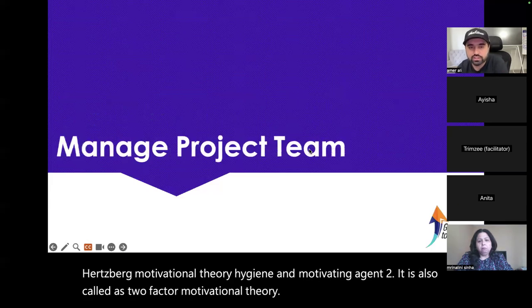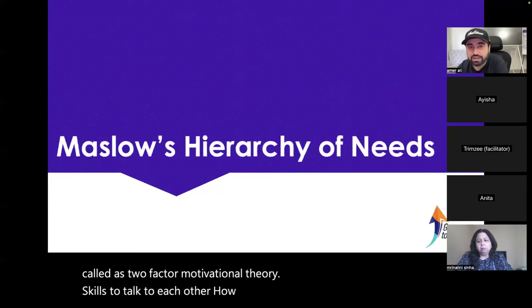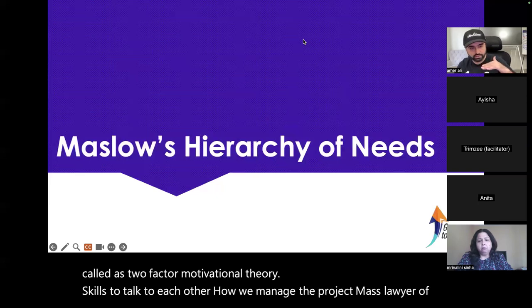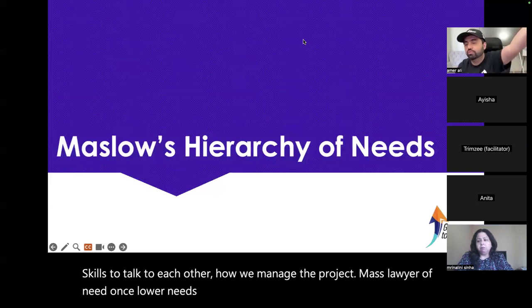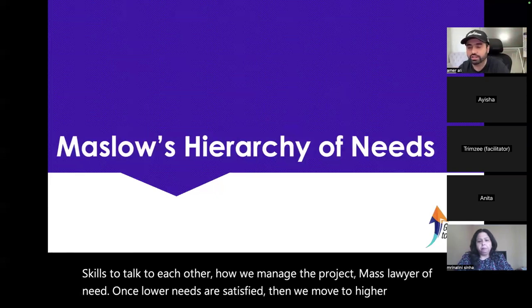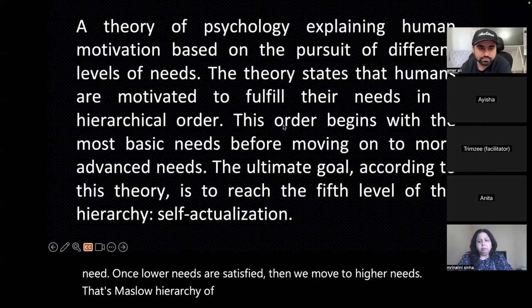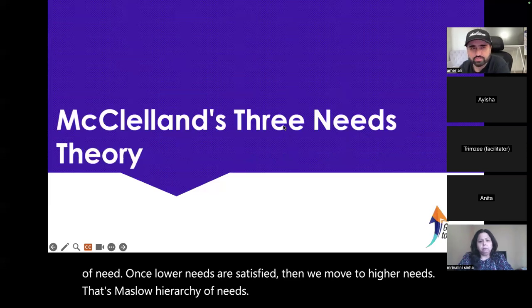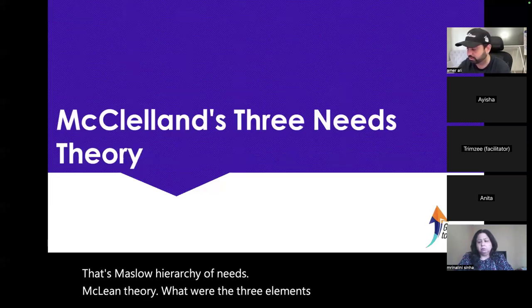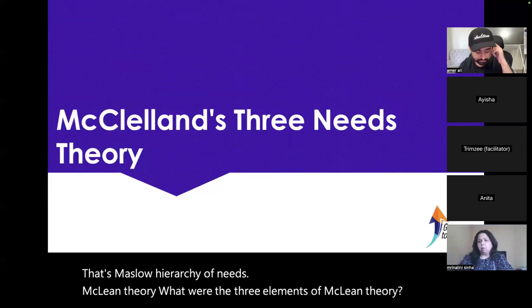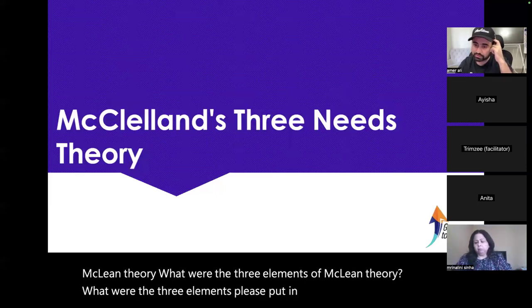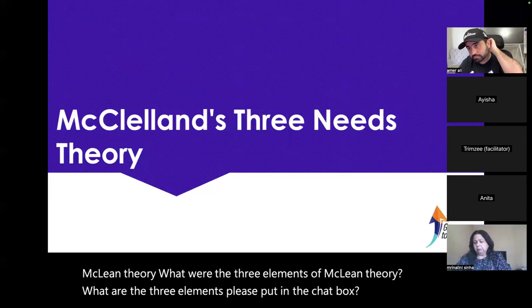Skills to talk to each other, how we manage the project. Maslow hierarchy of needs. Once lower needs are satisfied, then we move to higher needs. That's Maslow hierarchy of needs. McClelland theory. What were the 3 elements of McClelland theory? Please put it in the chat box. Power, achievement, and affiliation.